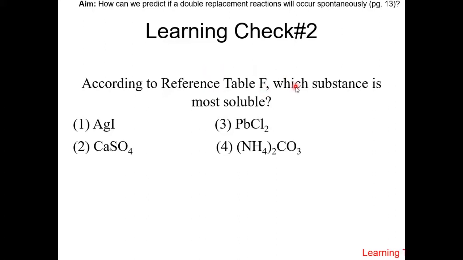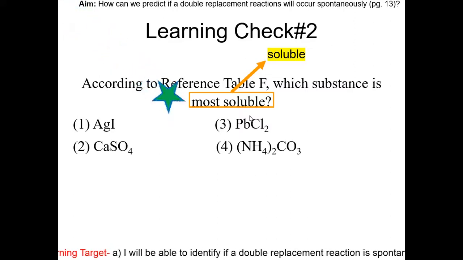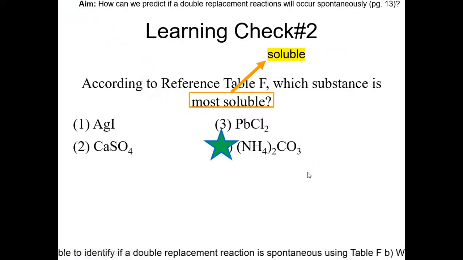According to Reference Table F, which substance is most soluble? On the Regents, if you see the term most soluble, it means it's soluble at STP, and the rest are usually insoluble. So take a moment to do this, pause the video, and resume once you complete it. So based on Table F, the answer is choice 4, ammonium carbonate.